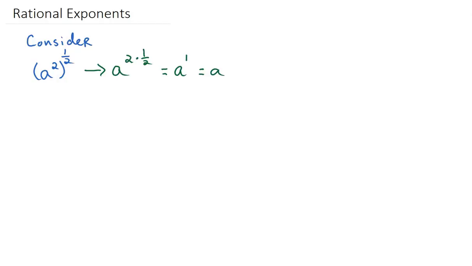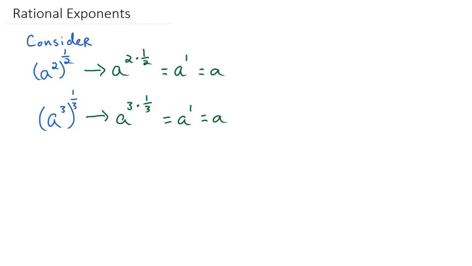Alright, let's look at another one. Let's say we have a to the third, and we raise that to the 1/3 power. We're going to multiply those exponents, and when we actually do that multiplication, we're taking 3 times 1/3. Well, 3/3 is 1 whole, so we get a to the first, which just equals a.